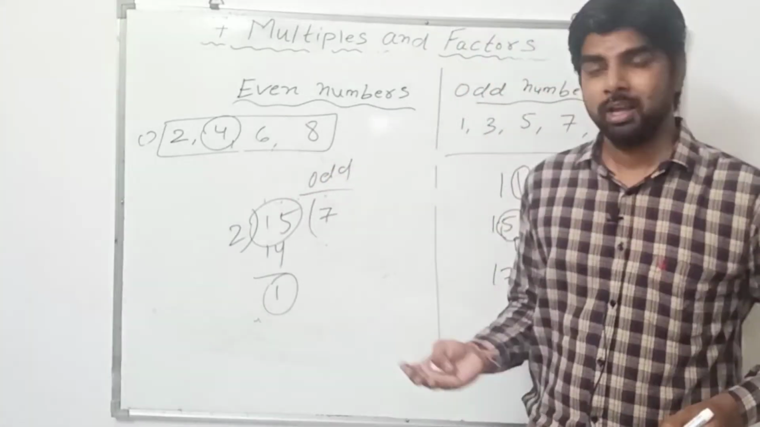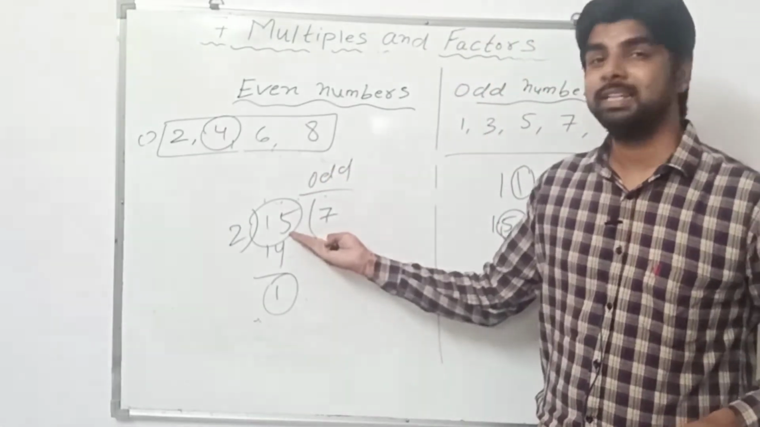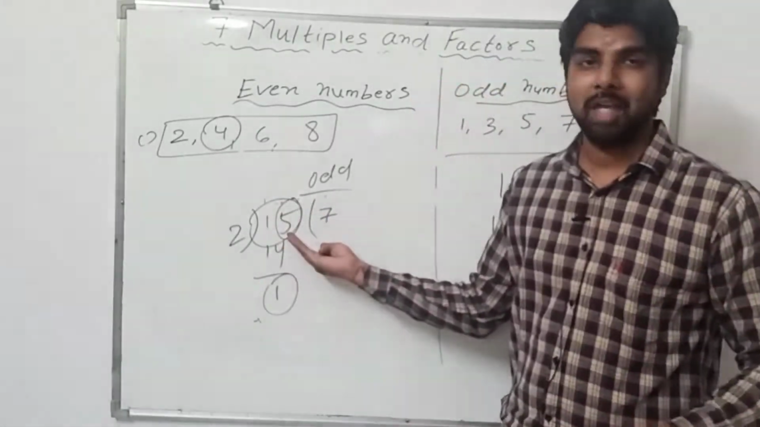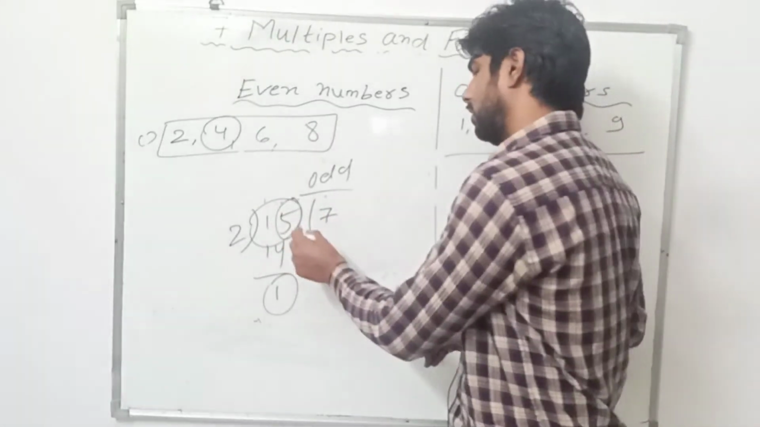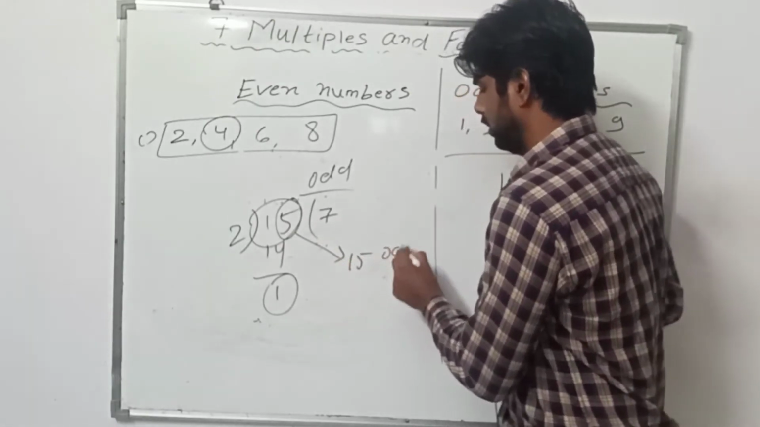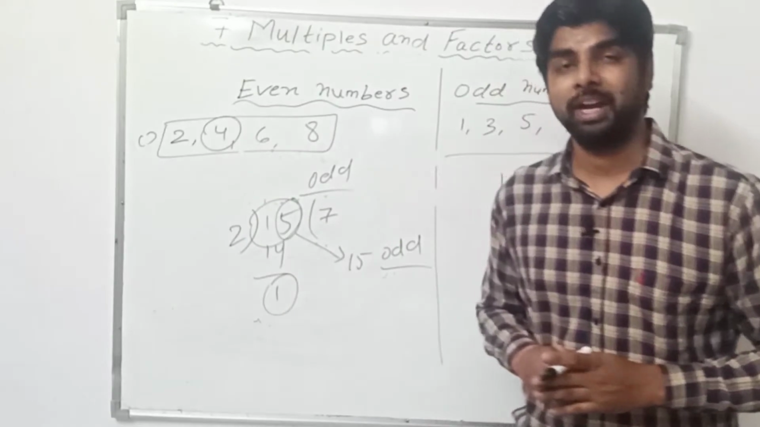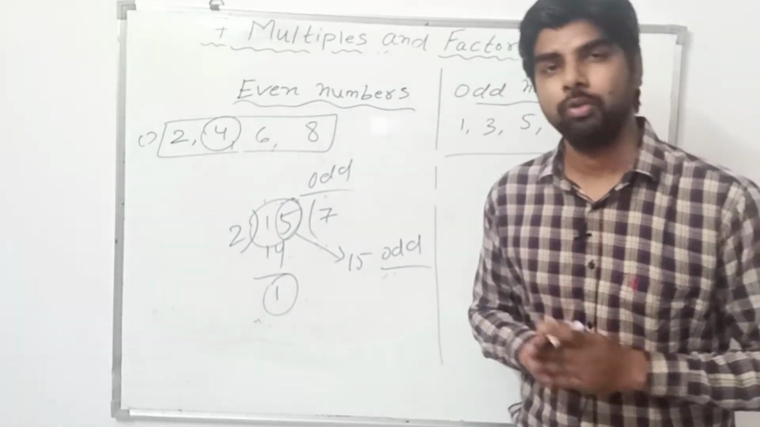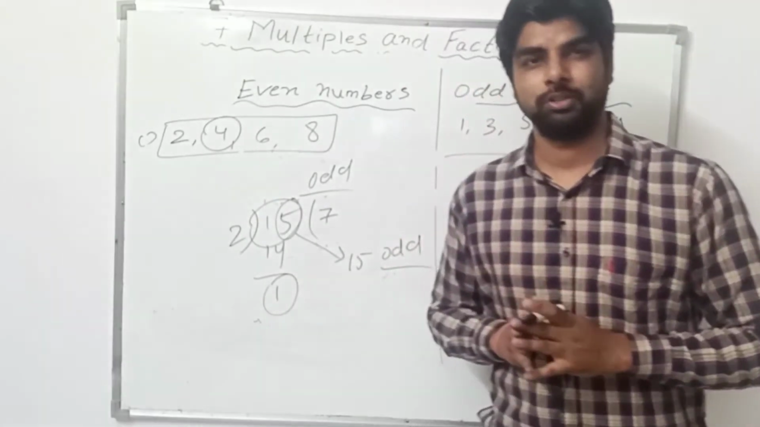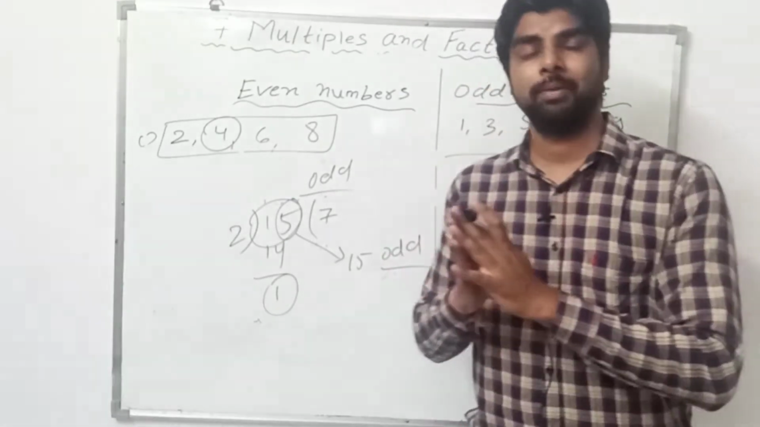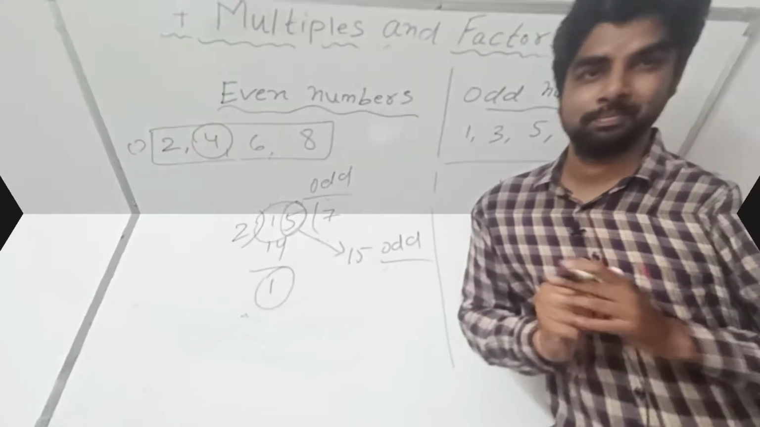And one more method: how can we directly find out whether 15 is even or odd? By seeing the unit place. Here 5 is written, which means 15 is odd. We can check the unit place to find out whether it is even or odd, or we can divide it by 2. So this is how we can find out even numbers and odd numbers.